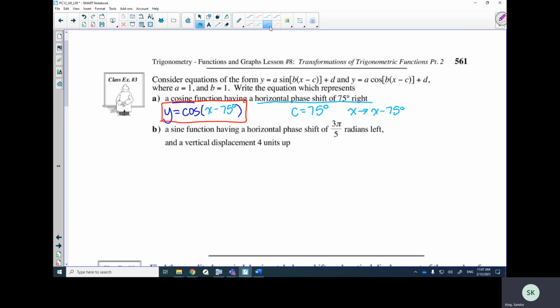The next one, they want it to be a sine function. So we're going to have Y is equal to the sine of X, and we're going to transform that. Horizontal phase shift, 3 pi over 5 radians left. Kylie, what would my C value be if it's 3 pi over 5 radians left?